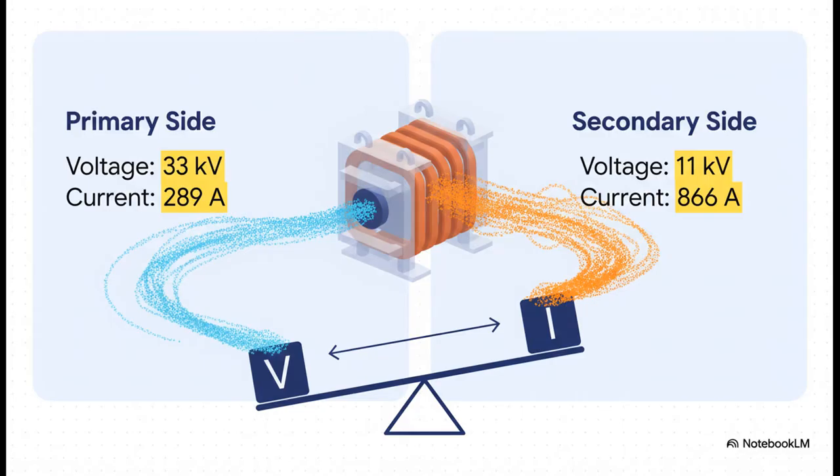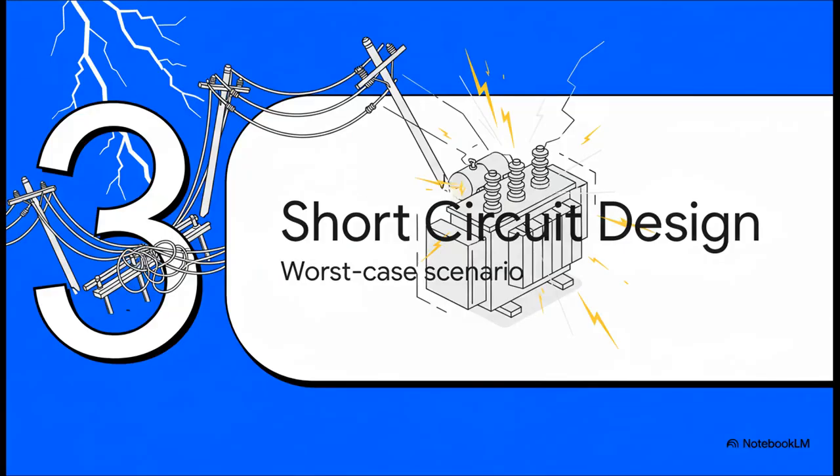Okay, check this out. When we run the numbers, look what happens. On the high voltage side, the 33 kV side, we get a current of 289 amps. But then, on the low voltage 11 kV side, the current shoots all the way up to 866 amps. This is so important. It perfectly shows a fundamental rule of transformers. When you step the voltage down, you have to step the current up. It's a trade-off.